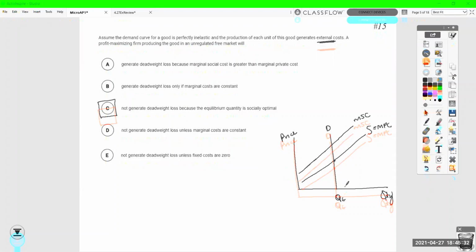Questions on this one? Now, do you guys see how drawing the graph really helped here? Because many of you guys went right to A. That was the most often chosen incorrect answer for this multiple choice.